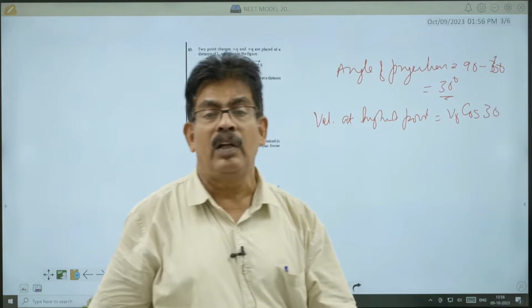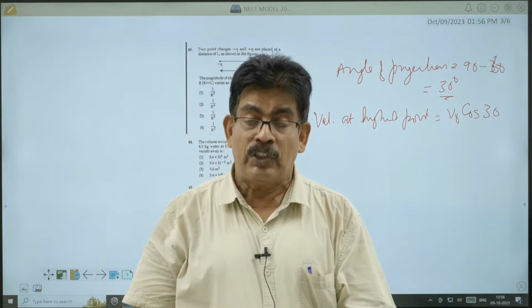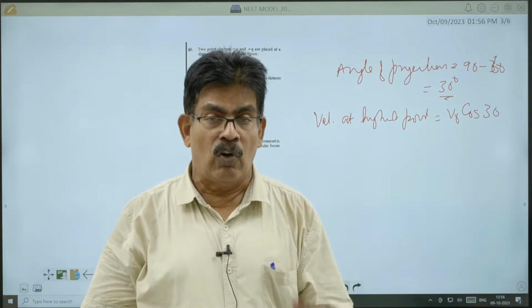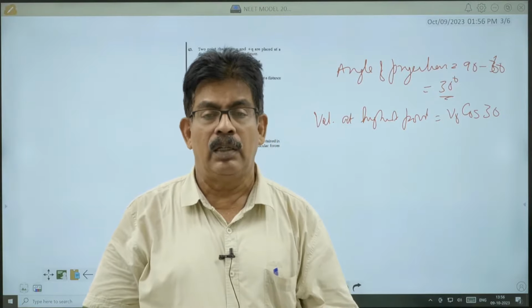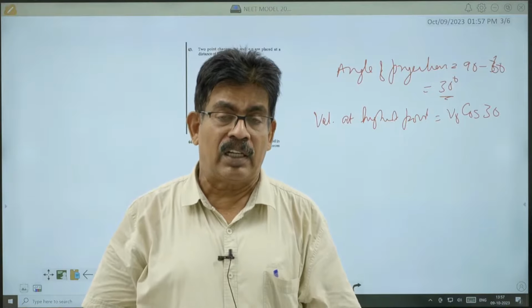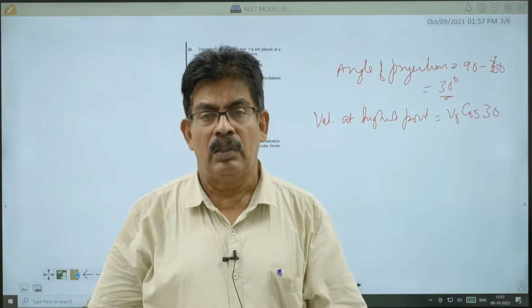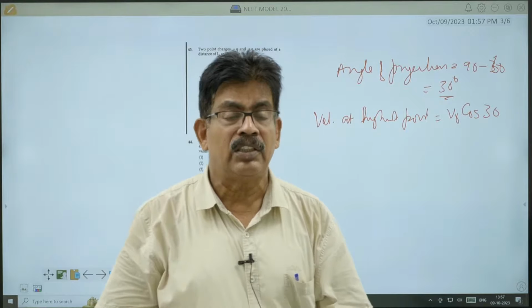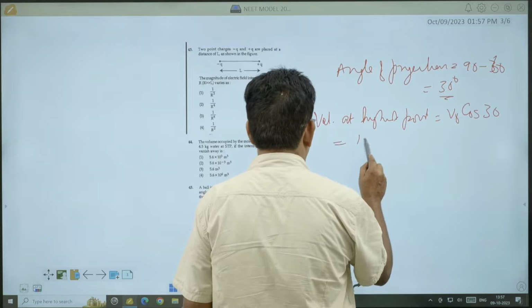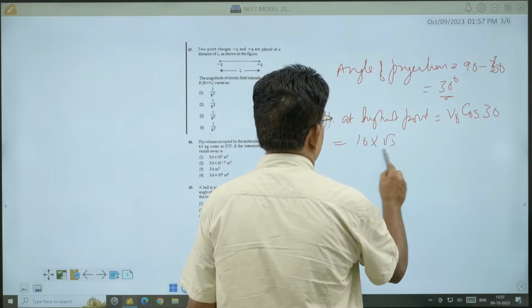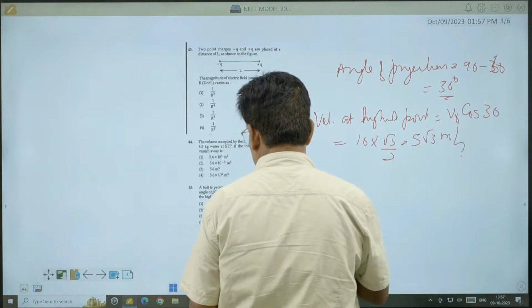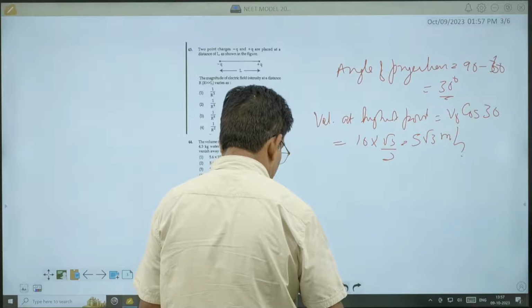At highest point, velocity is not 0, but minimum. Why is it minimum? Vertical component becomes 0. Only horizontal component will be there. Body will be going parallel to the ground. Velocity vector and acceleration vector are mutually perpendicular. All these things are the identification for the highest point. And here V0 means velocity of projection, that is 10 cos 30, which is root 3 by 2. That comes to be 5 root 3 meter per second. Answer is coming to be 1 or A. Okay.